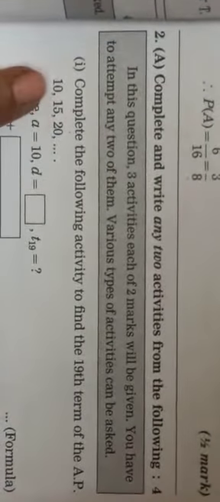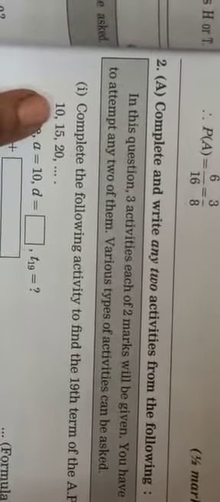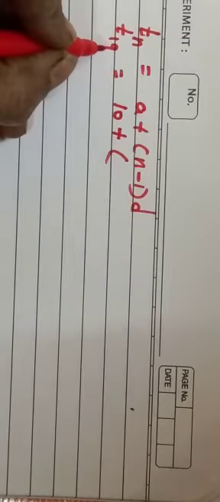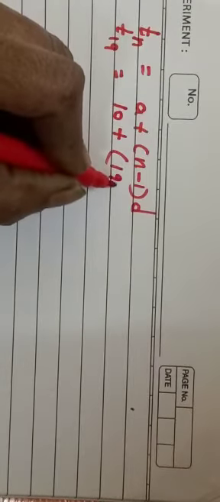So we will write 19th term is equal to A. A means first term. So here the AP is given as 10, 15, 20. So A is the first term, that is T1. So A is 10. So you will write 10 plus n is 19, minus 1 into D we have got. D is 5.